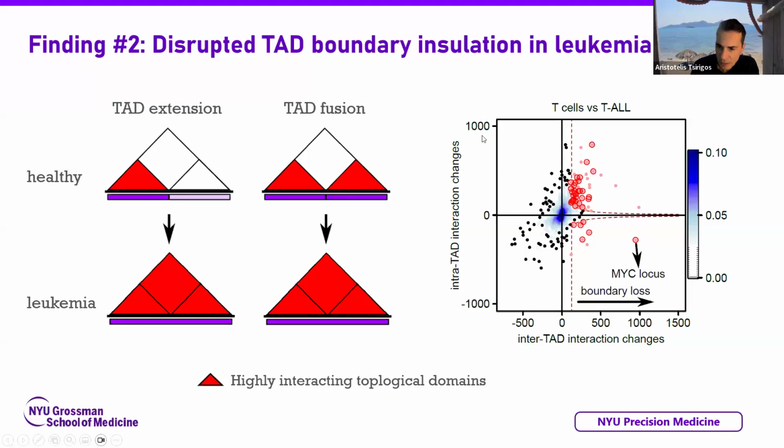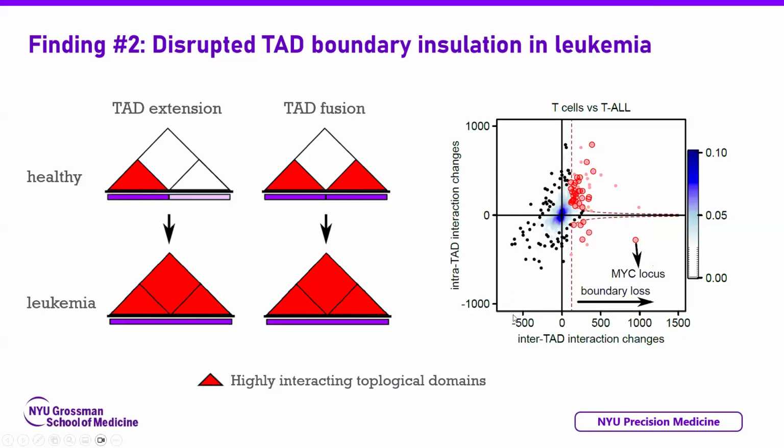expression. So this is what the scatter plot shows you here. It's an assessment of inter-TAD interaction changes and intra-TAD changes. And what you see, especially on this inter-TAD interaction changes axis, is that there are certain topological domains that radically change their insulation. I think there's a question, Sanjita?